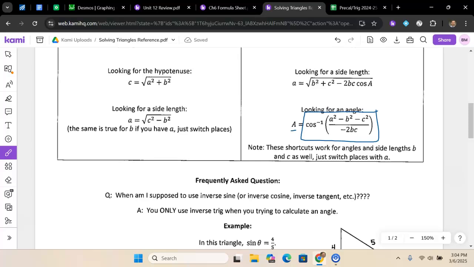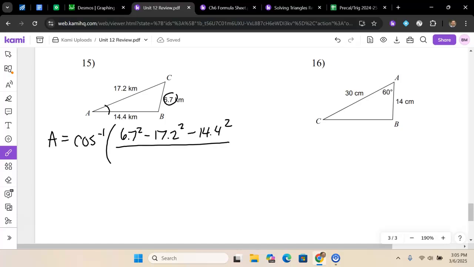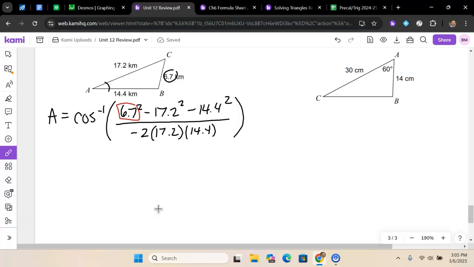And so if I know that shortcut in the calculator, it's actually really quick, because I'm going to say angle A would be the inverse cosine of a squared, which would be 6.7 squared, minus the other two squared, so 17.2 squared minus 14.4 squared, all divided by negative 2 times, and again, if you just know, this is the only one that gets used once, that's probably helpful. So 17.2 and 14.4, and again, that formula is written out there on that reference sheet. And you plug all that in, you got angle A.